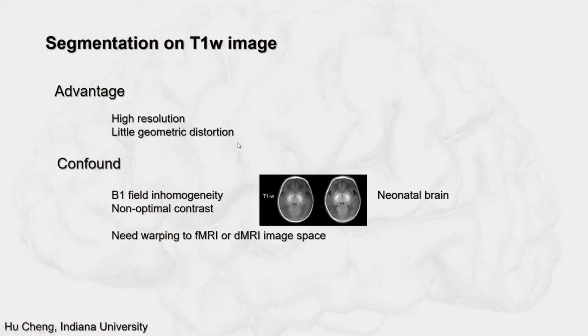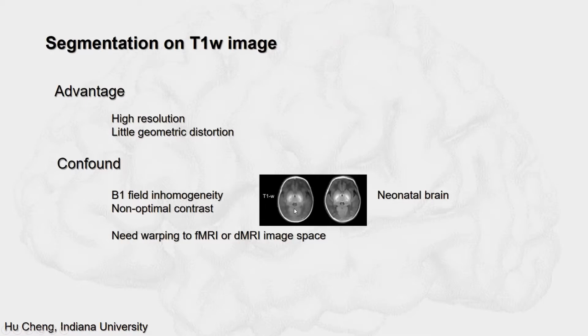For most applications, segmentation is performed on T1 weighted image, because the T1 weighted image has high resolution and low geometric distortion. However, there are confounds for T1 weighted image segmentation. It may suffer from B1 field inhomogeneity and may provide non-optimal contrast. For instance, in this case, in the neonatal brain, the contrast between gray matter and white matter is not decent.